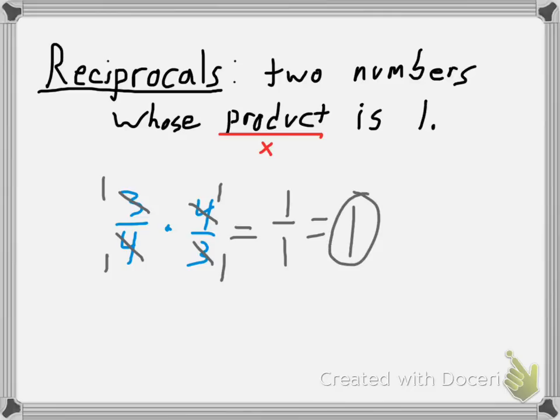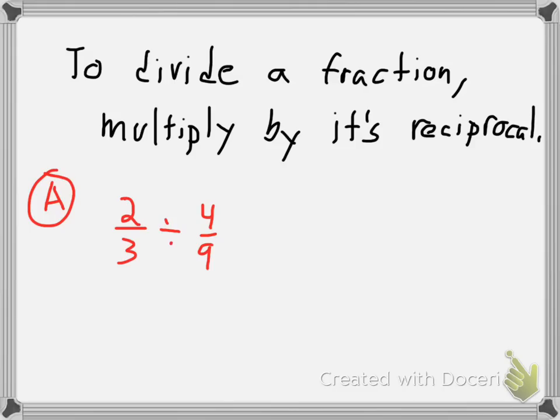To find the reciprocal of a fraction, all you have to do is flip the fraction. So if I have 1/2, its reciprocal is 2/1. If I have 7/8, its reciprocal is 8/7. Okay, to find a reciprocal, you just have to flip it. So to divide a fraction, all you're going to be doing is multiplying by its reciprocal. We're not actually going to really do any division. We're going to do multiplication.